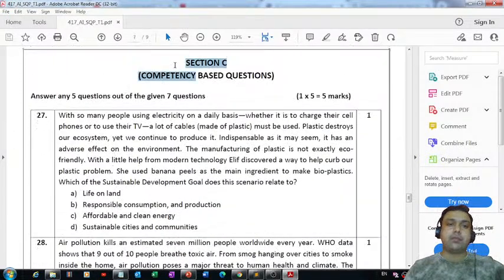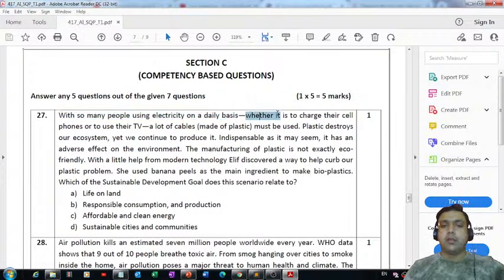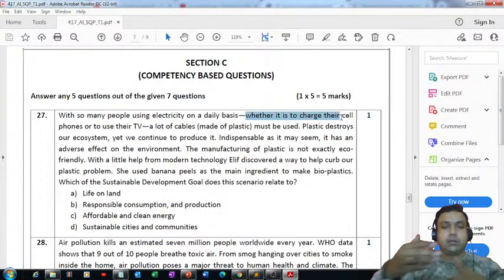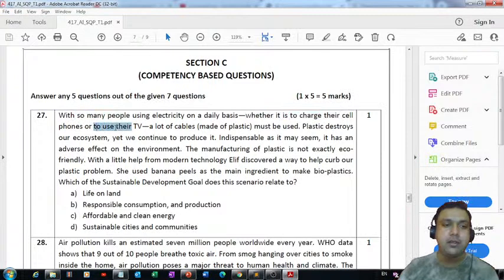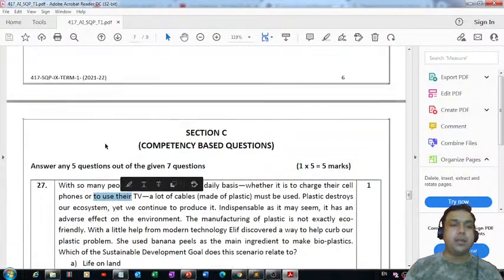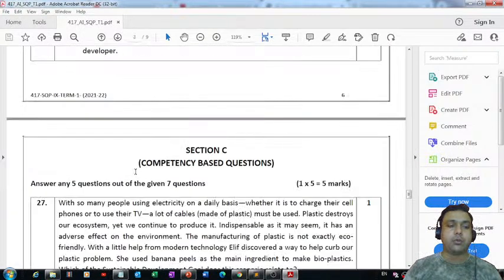Then we have this section C, which is based on competency based questions. There are 7 questions, out of which we have to attempt 5. Right, let's try this first one. So with so many people using electricity on daily basis, whether it is to charge, the question is looking a bit complex, right? Because the number of lines here are definitely more than the number of lines which we were having here in these questions.